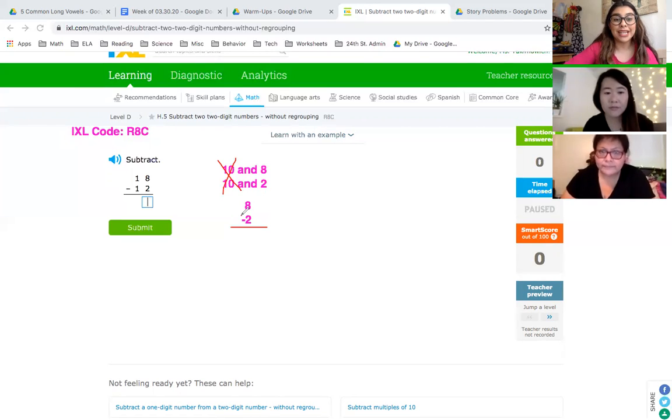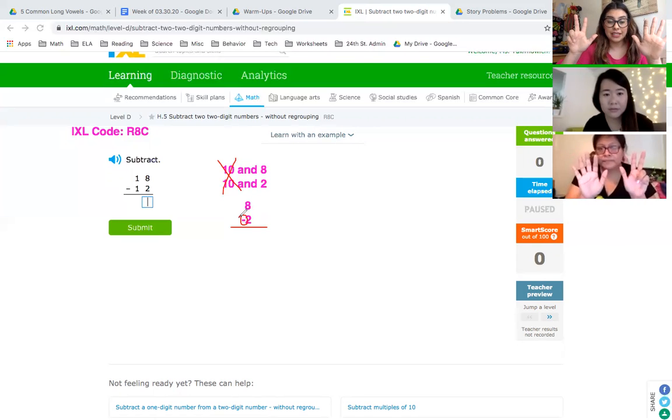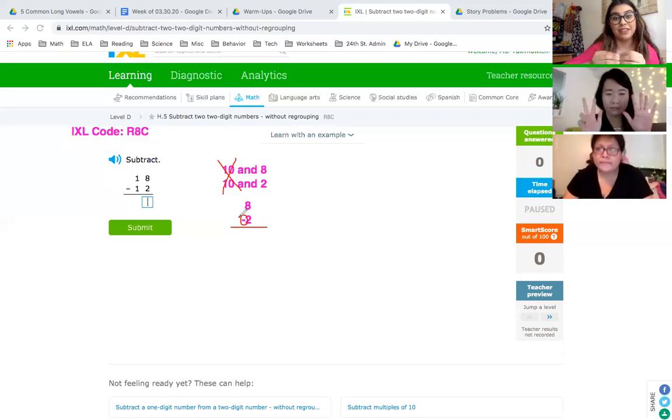And remember, minus, what does minus mean again, Ms. Rosales? To take away. Take away, right? So if we did use our fingers for taking away, we have 8, so we would be putting fingers down, right? Not putting more fingers up. We're taking away, so we would have less. So yes.